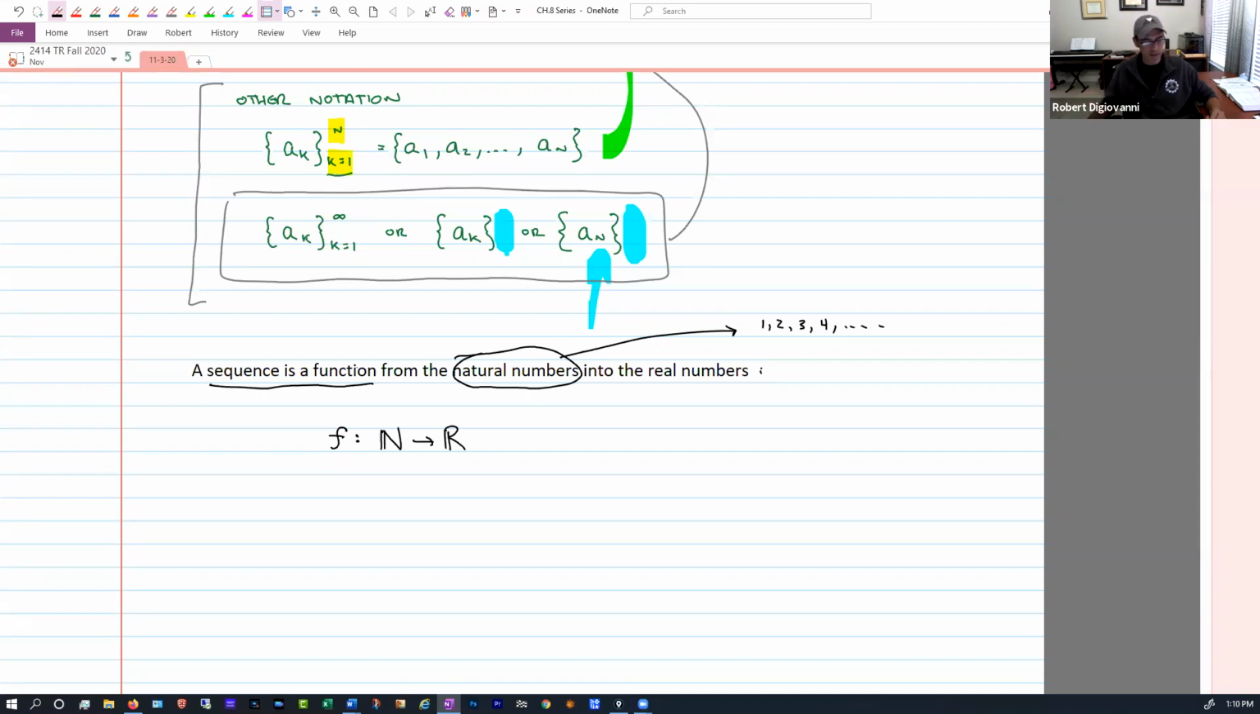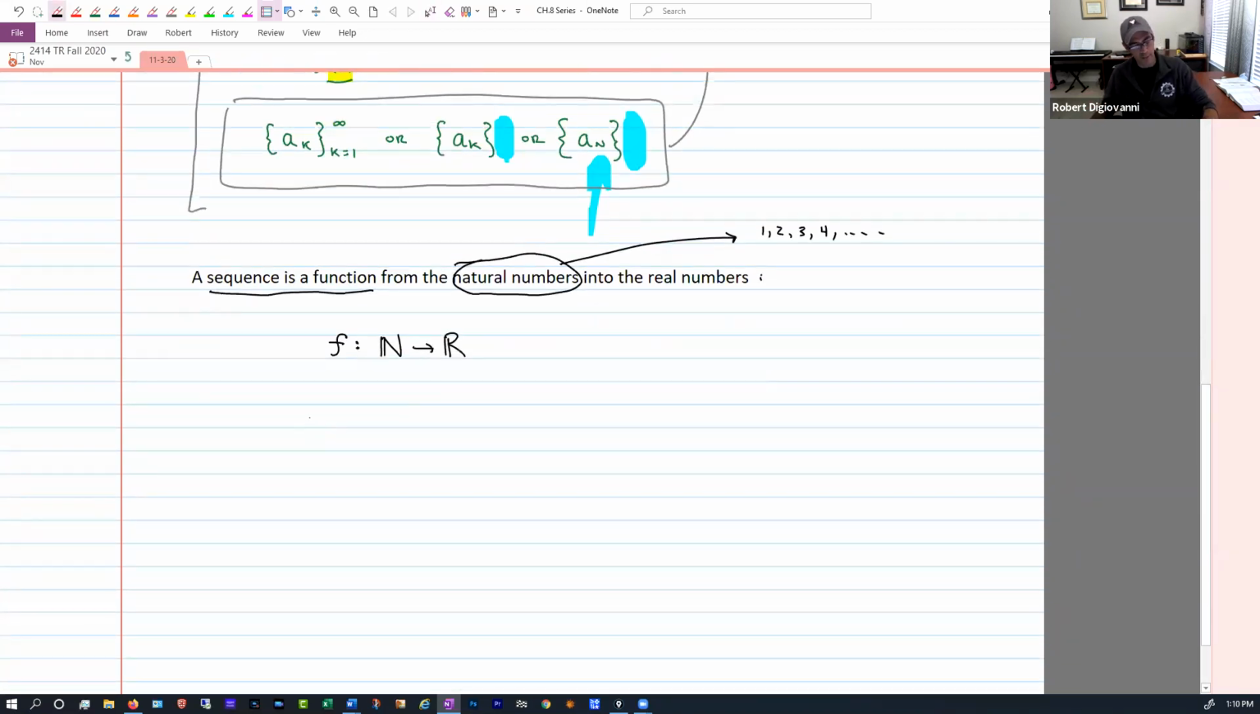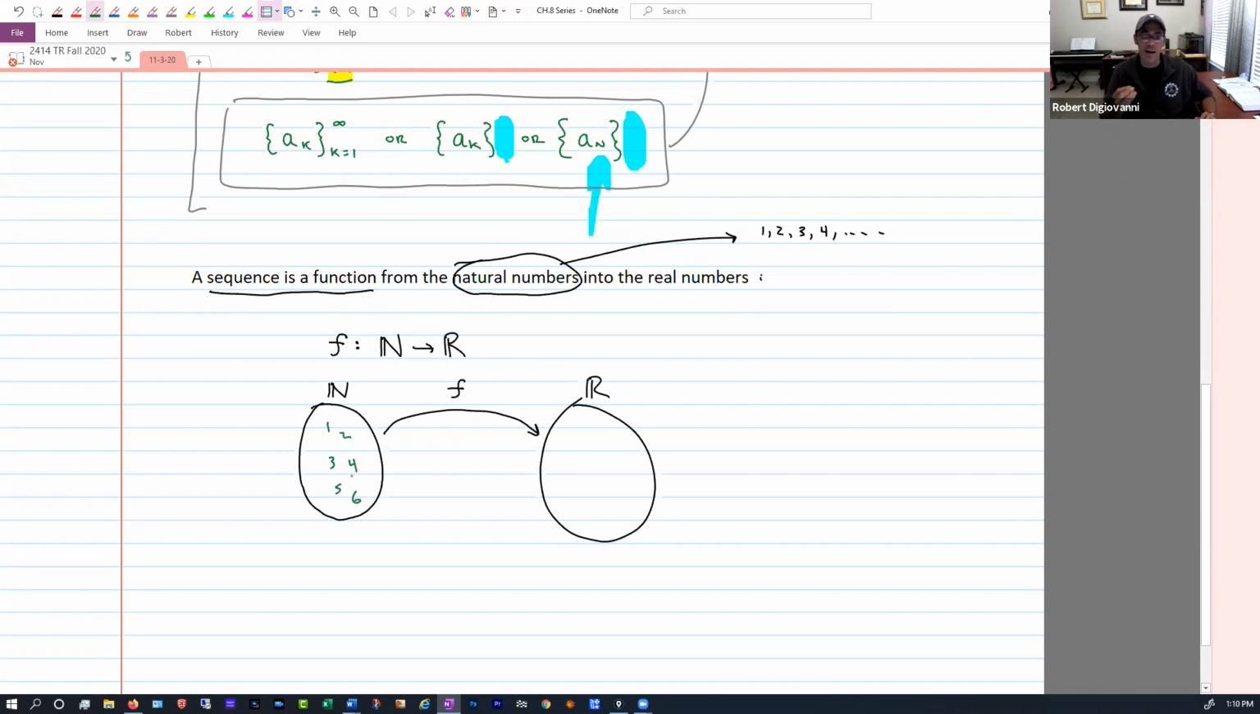So I think the best way for you to see this is by me giving you an example, but let me show you in a picture. The way a sequence works is that you plug in a natural number, it goes through some function and comes out as a real number. So you're only allowed to plug in 1, 2, 3, 4, 5, 6. Those are the only inputs you're allowed.